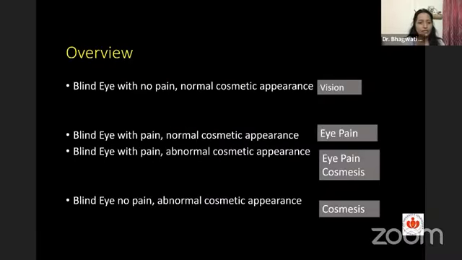So for the purpose of understanding, I would like to divide them according to cosmesis and pain into 4 categories. The first category is blind eye with no pain and normal cosmetic appearance, where the vision is the main concern. The second is blind eye with pain and normal cosmetic appearance, where the eye pain is the concern. Blind eye with pain and abnormal cosmetic appearance, where both eye pain and cosmesis are a concern, and blind eye with no pain and abnormal cosmetic appearance, where cosmesis is mainly the concern.